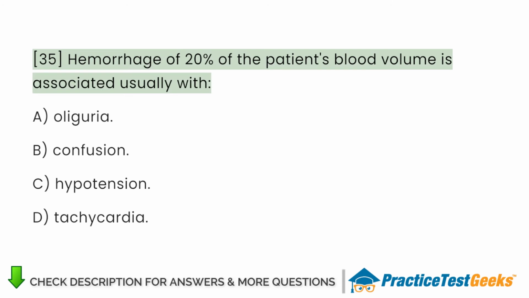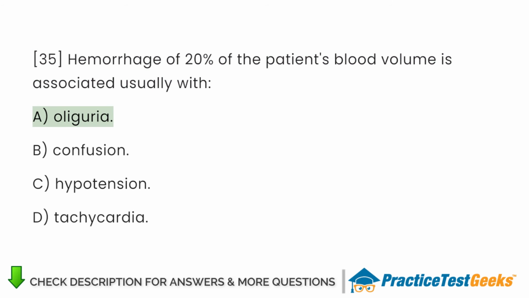Hemorrhage of 20% of the patient's blood volume is associated usually with A. Oliguria, B. Confusion, C. Hypotension, D. Tachycardia.